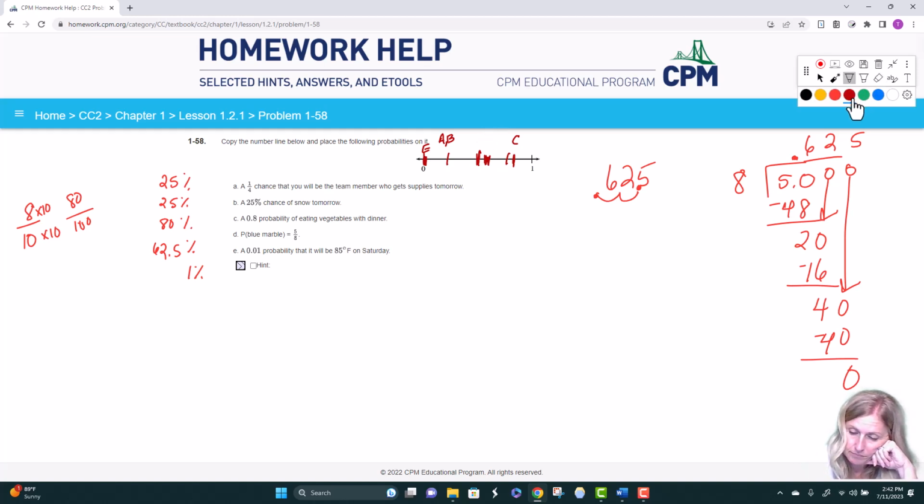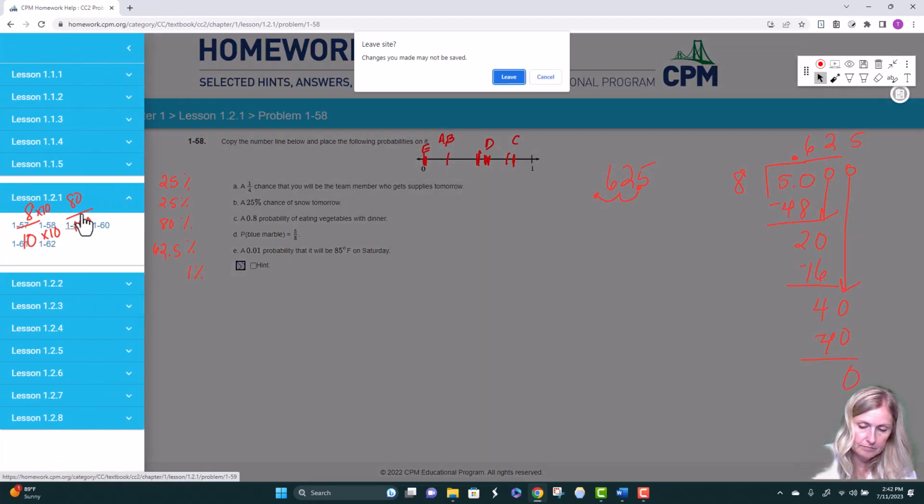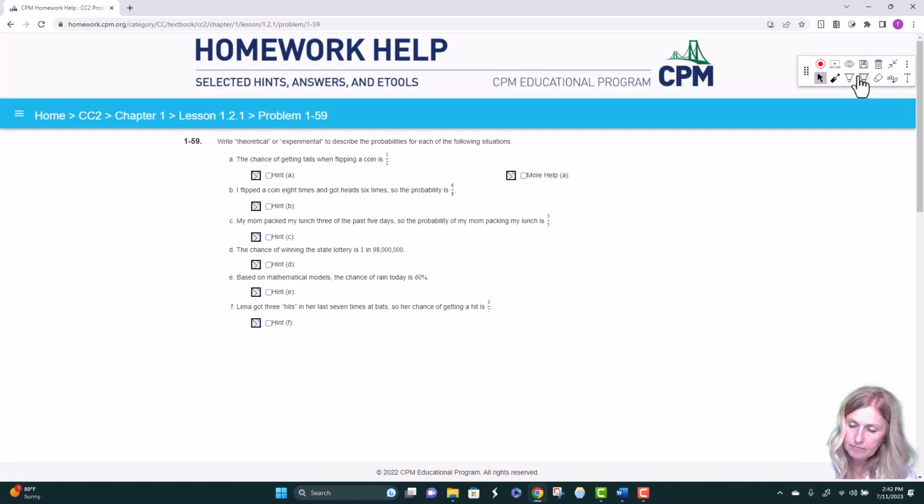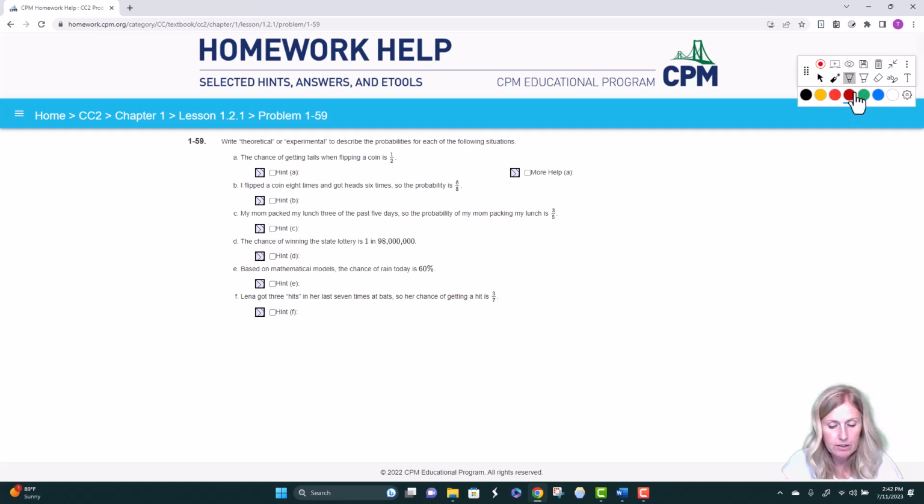Okay, 59. Write theoretical or experimental to decide the probabilities for each of the following situations. Well, let's talk about the difference between theoretical and experimental. Theoretical is when you don't really know exactly what's going to happen, but you just theorize or think it's going to happen. For instance, if I am going to walk into a store and I think there's a 70% chance that I will run into somebody I know, well, that's just my theory.